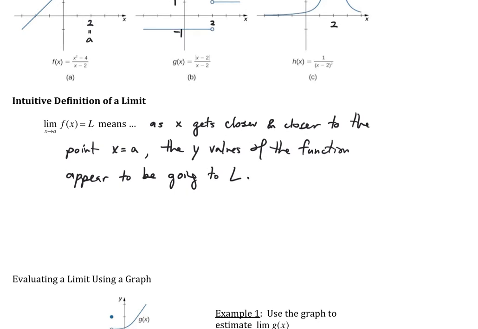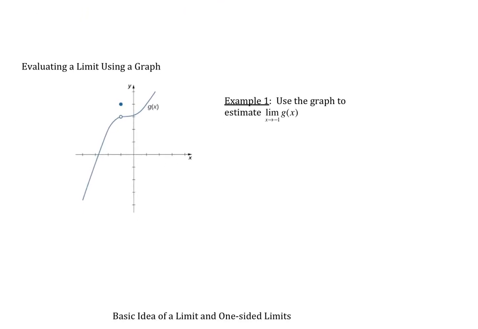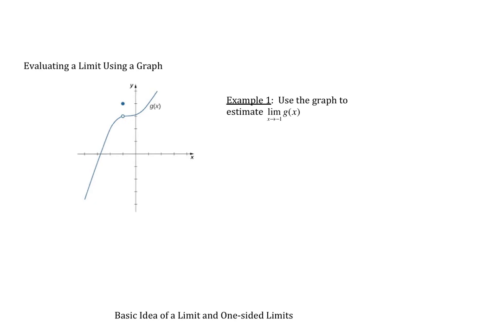Let's take a look at another example, example 1, that will capture this idea even better. In this example, I want to use the graph to estimate the limit as x approaches -1 of our curve g of x. So in this particular case, I'm going to label the -1 over there. And let me label the y values. So the y values are 1, 2, 3, and 4 like this.